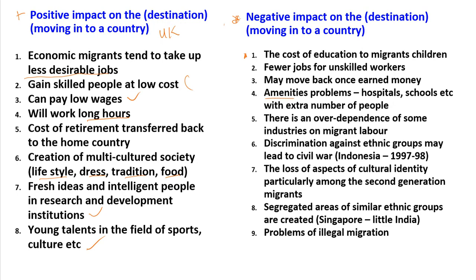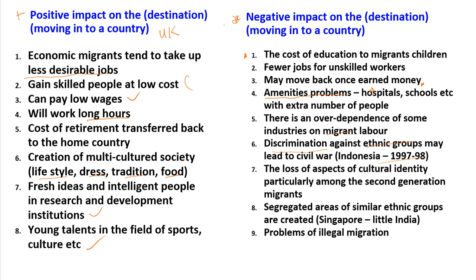Now, there will be amenities problems because there will be need for more hospitals and more schools with the extra people. Now, there is an over dependence of some industries on migrant workers. Now, discrimination against ethnic groups may lead to civil war, like in the case of Indonesia in 1997 to 98. You can check that on Google to confirm or read more about the story.